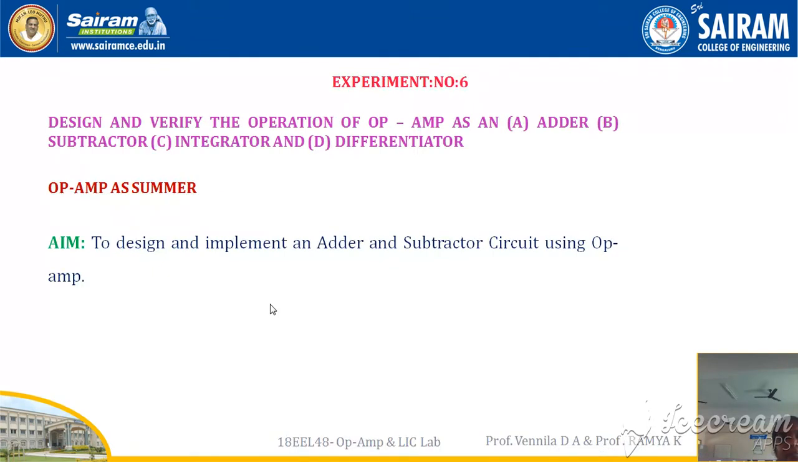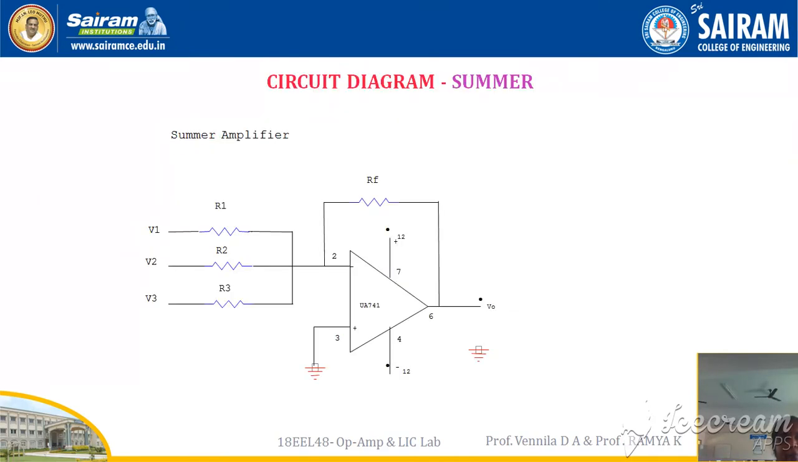Experiment number 6. Design and verify the operation of Op-Amp as an adder, subtractor, integrator and differentiator. Op-Amp as summer. Aim: to design and implement adder and subtractor circuits using Op-Amp. Now this is the summer circuit. The input is given at the inverting terminal, so your output will be 180 degrees out of phase with respect to the input. Negative feedback is provided between pin number 2 and 6.